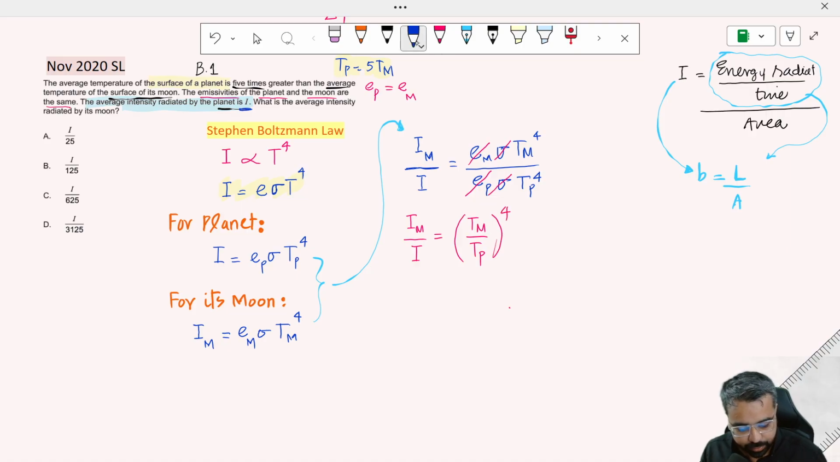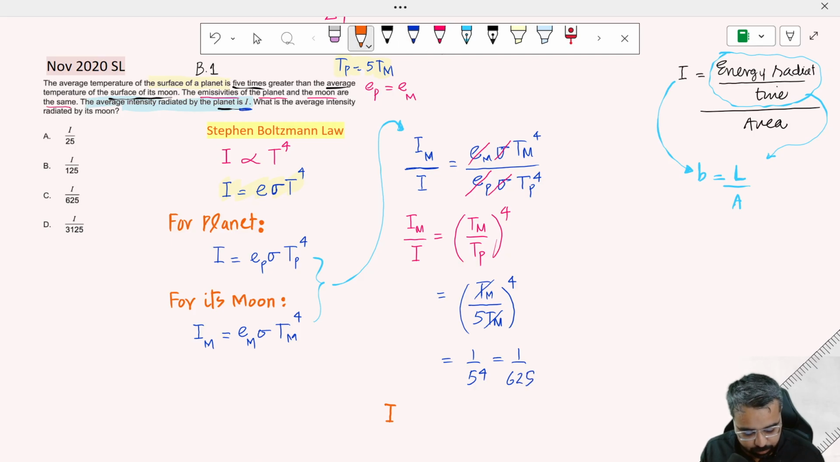Now you know that the temperature of the planet is 5 times the temperature of the moon, so we can solve like this, and it will be cancelled out, and that is 1 over 5 raised to power 4, which equals 1 over 625. So finally it means, dear students, that the intensity of the moon is 1 over 625 times the intensity radiated by the planet. That's very small by comparison. So that's why the right answer should be option C.